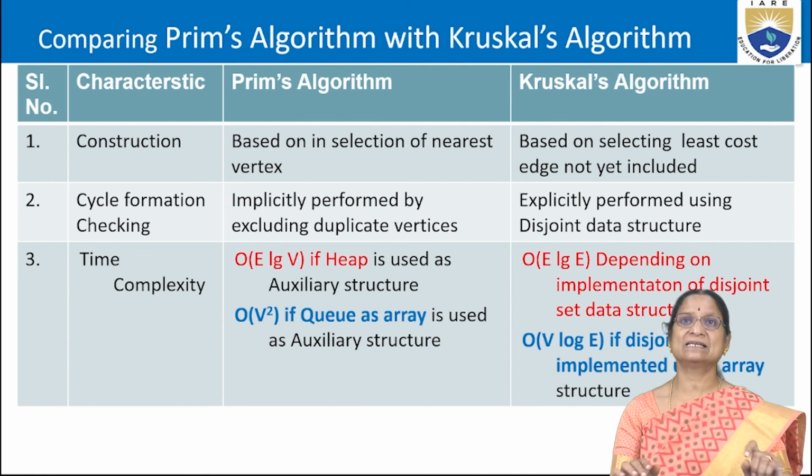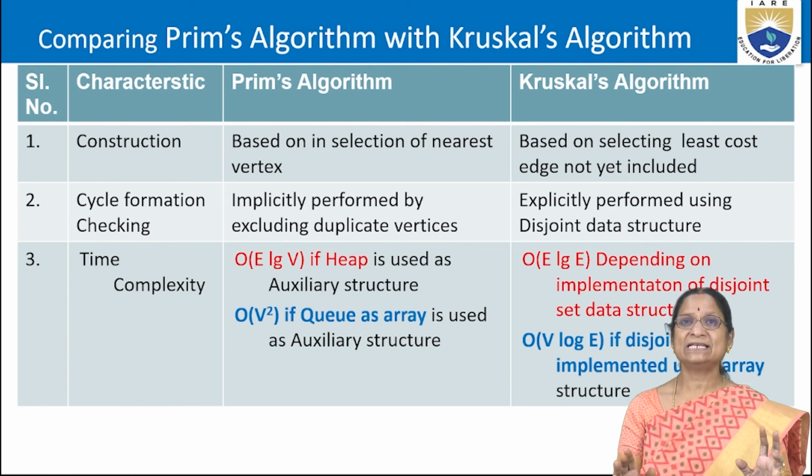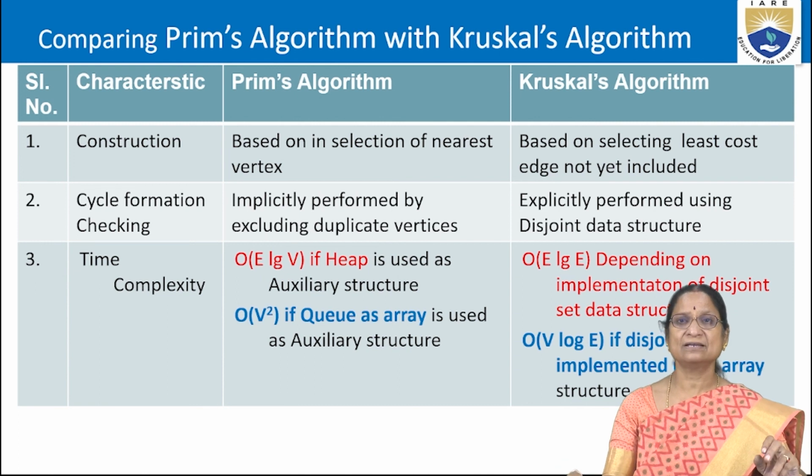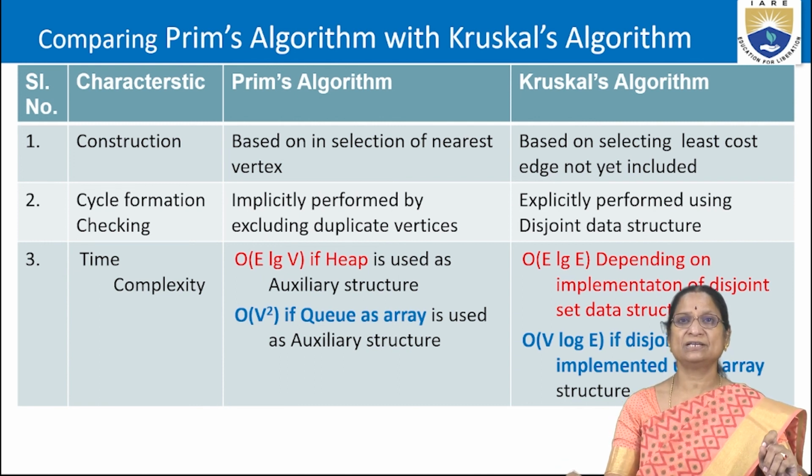But in Kruskal's algorithm, we have to explicitly check whether adding an edge forms a cycle or not. For this purpose, a special data structure, the disjoint set data structure, is going to be used by us so that cycle formation can be checked. Of course, we can use any other data structure which performs a similar task, but this is one of the efficient data structures to check cycle formation of a graph.